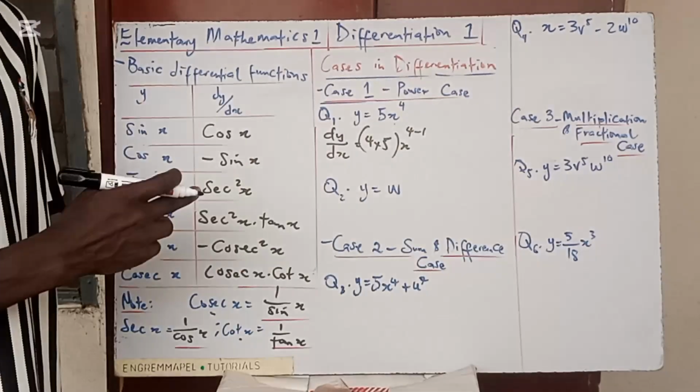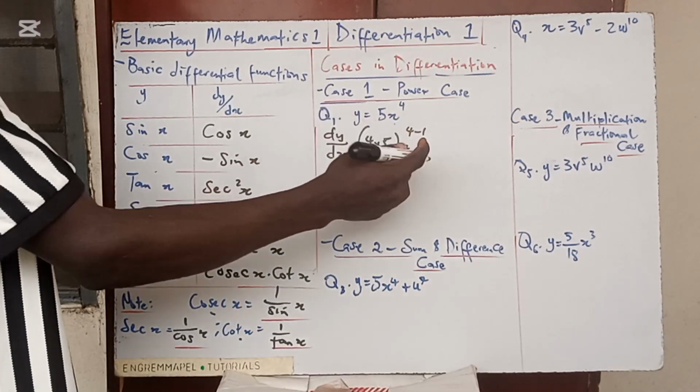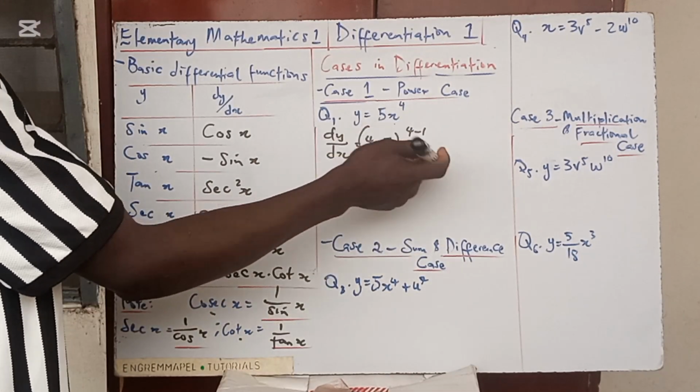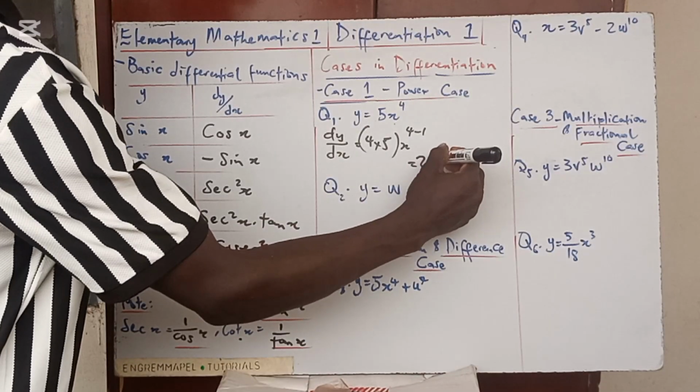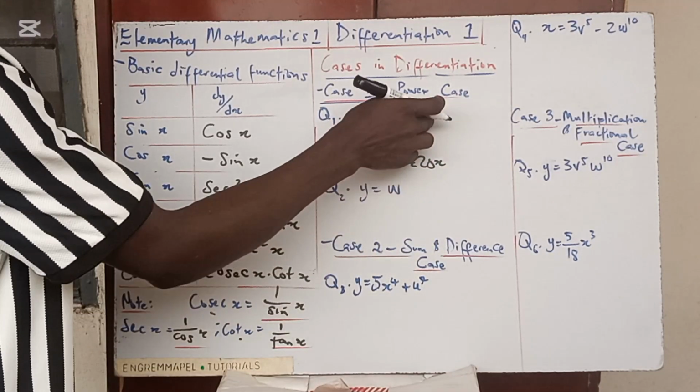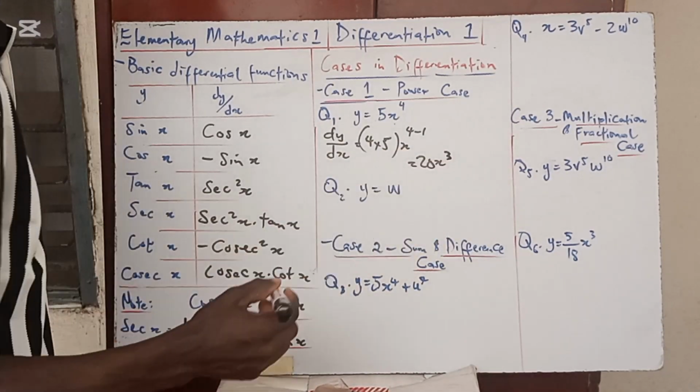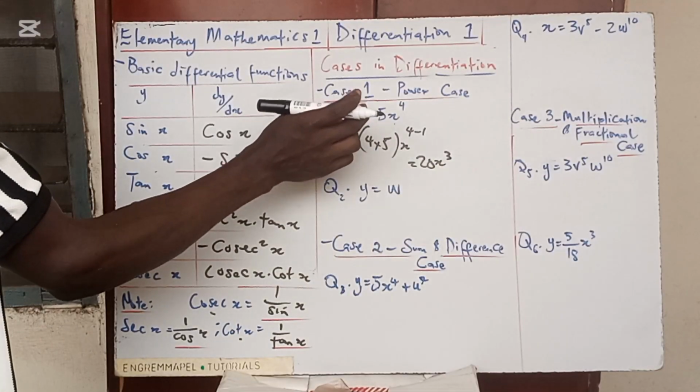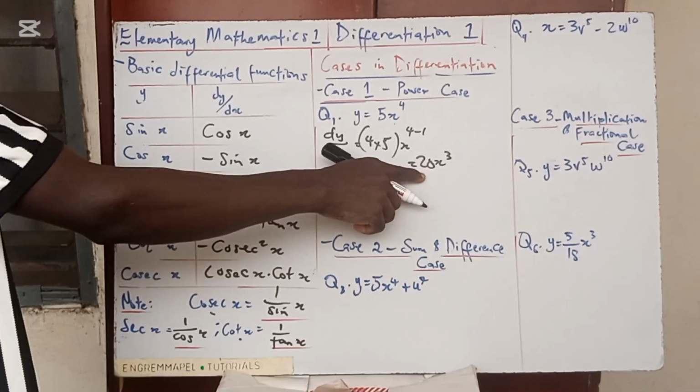I'm doing this because I'm just explaining. I don't need to write this on the norms. So now 4 times 5 will be what? 4 times 5, that's 20, x raised to power what? 3. So that is the differentiation of this y. The dy/dx is what? 20x raised to power 3.